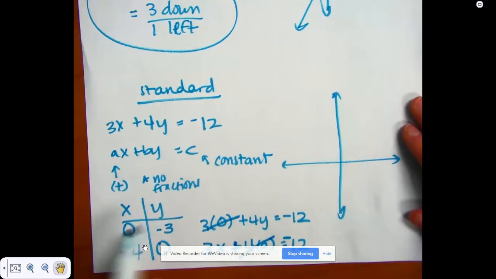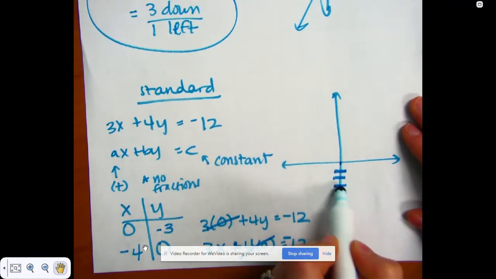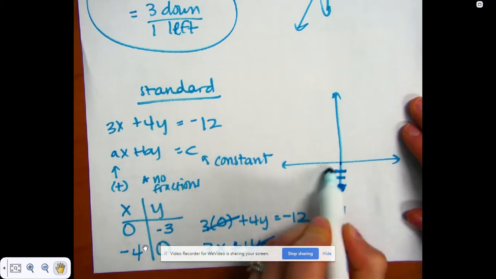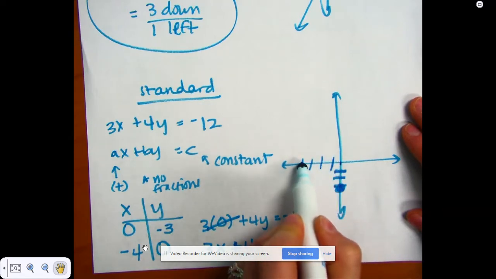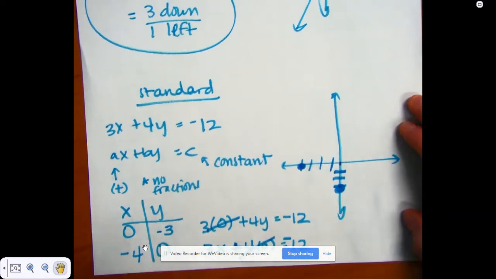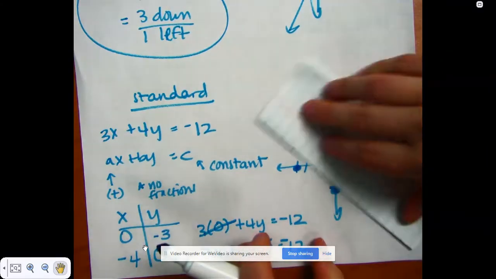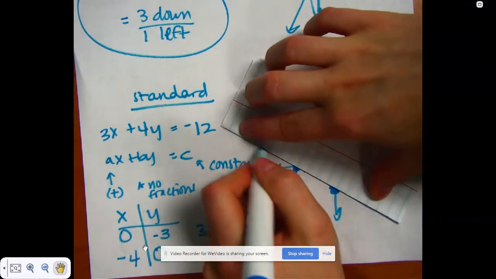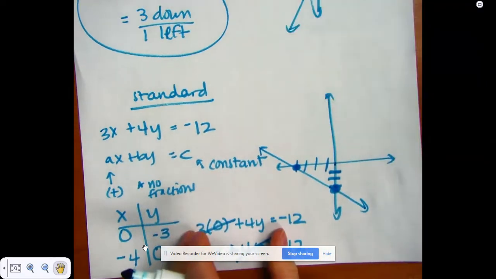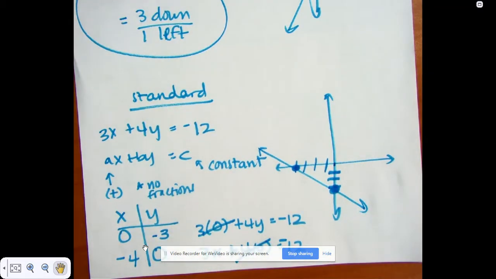So I'm going to go 0 on my x, down 3 on my y. Then I'm going to go left 4 on my x and not anything up on my y. 2 points make a line. So take your straight edge, connect them. Make sure you have arrows go all the way through the graph. It better be straight. So even if you're sketching it, it better be straight. And that is how you graph standard form.